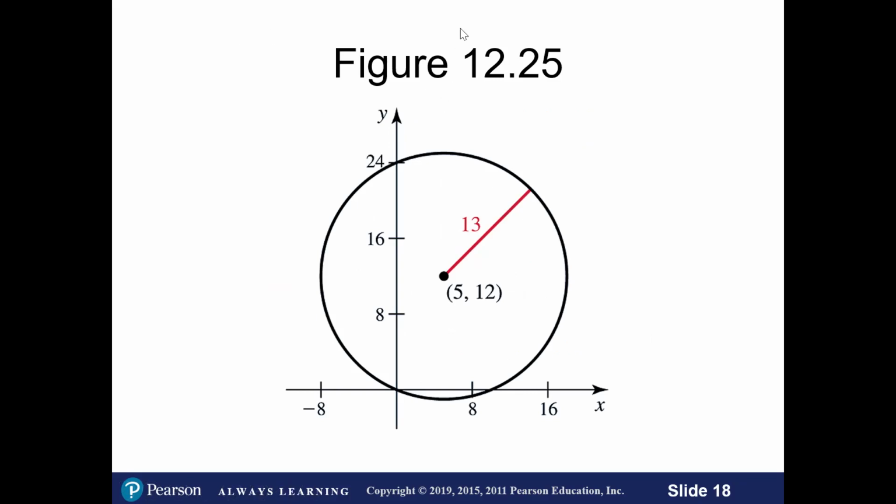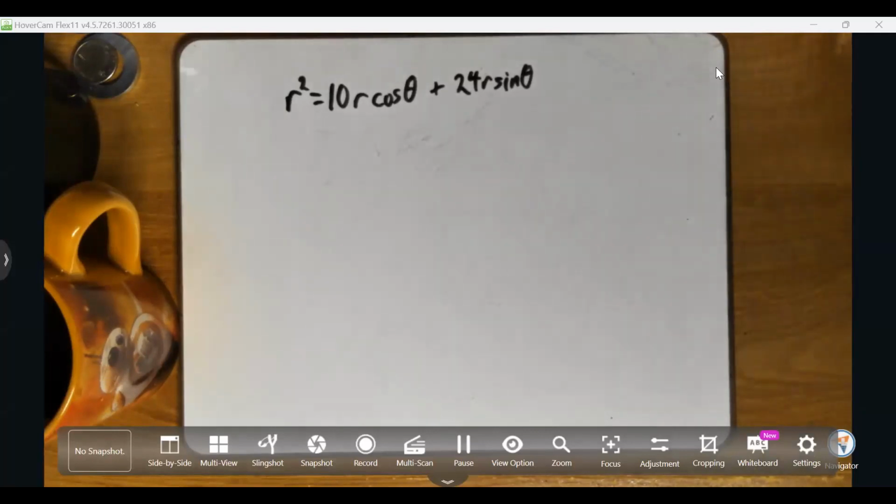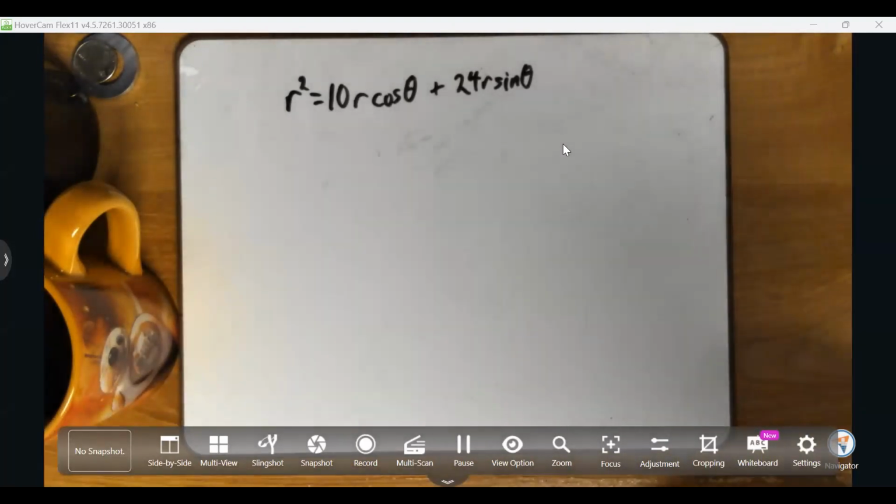We can also describe some more complicated circles. To see how to graph something like that, let's approach it from a different way. If I wanted to graph this equation, how would I do that? What we're going to do is convert this to Cartesian coordinates. One common thing is to try and convert this to Cartesian coordinates.